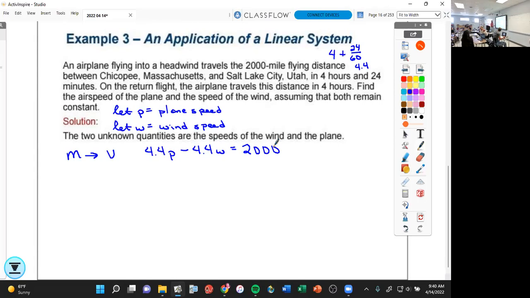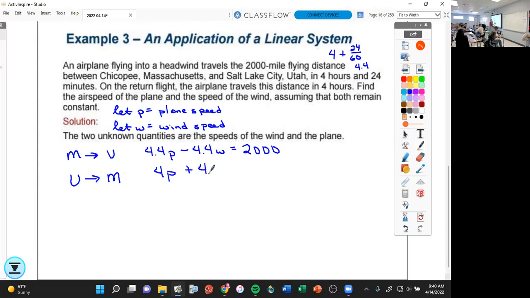Now we're going to come back. And this wind is blowing nonstop for a very, very long time. But now we're going from Utah back to Massachusetts. How long is it going to take us? 4 hours. How fast is the plane going? What's the wind going to be doing? Helping us. So plus the same amount of time, the same amount of wind, and the distance. Okay. There you go. There's our system.